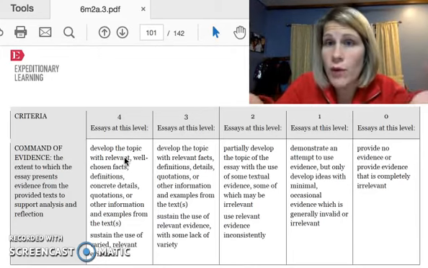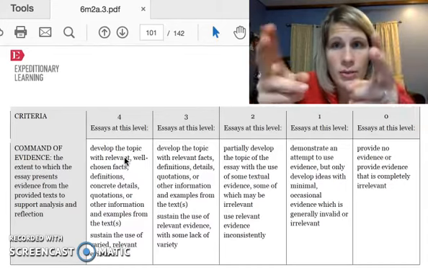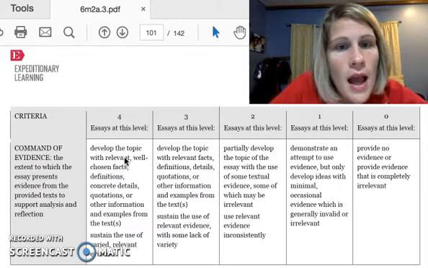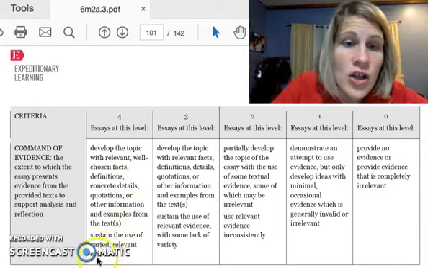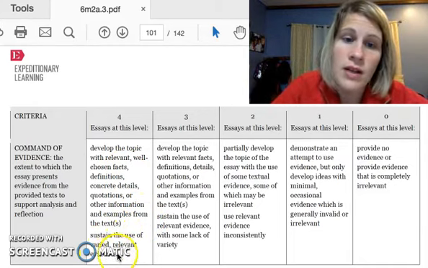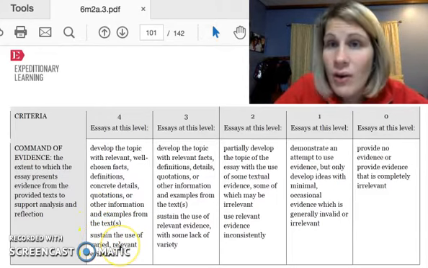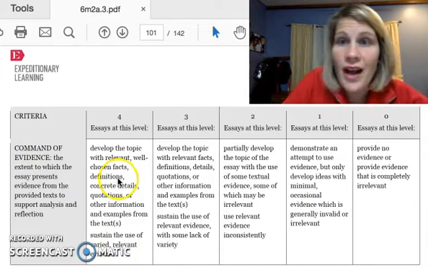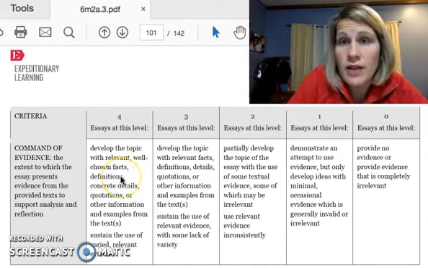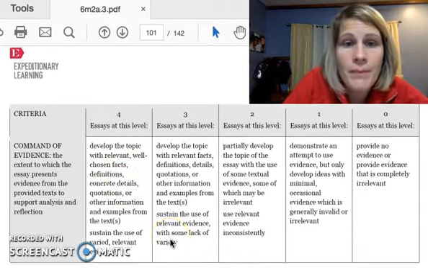Quotations, so a few of you asked if you could put direct quotes in, sure, just put them in quotation marks. Or other information and examples from the text. Sustain the use of varied relevant evidence. You want to kind of vary where it comes from. It shouldn't all be from the same source. And as long as you've got good stuff in there that's supporting your topic, you're going to get all the points for that.